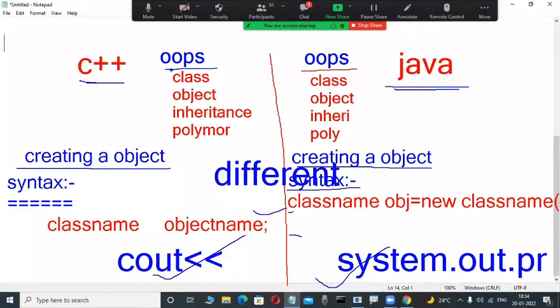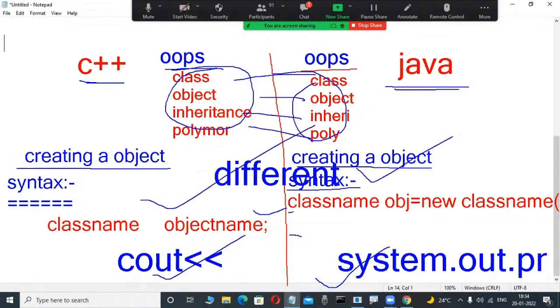But conceptually, the OOPS concepts are the same. What is class? What is object? What is inheritance? What is polymorphism? Same. But syntactically, totally different. Why? Because those are two different languages, two different products from different companies. That's why functions are different and syntax is also different.